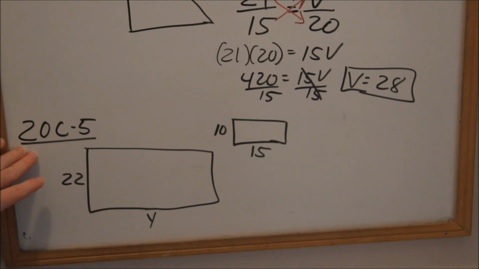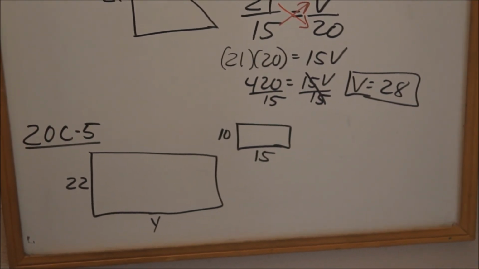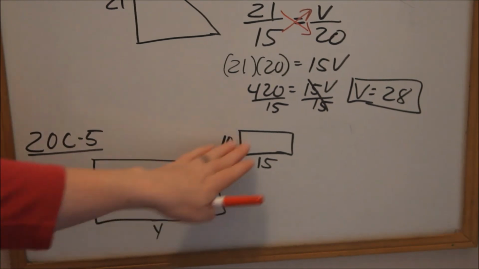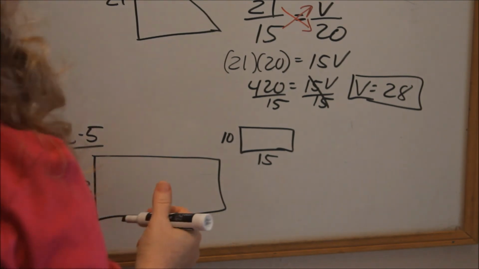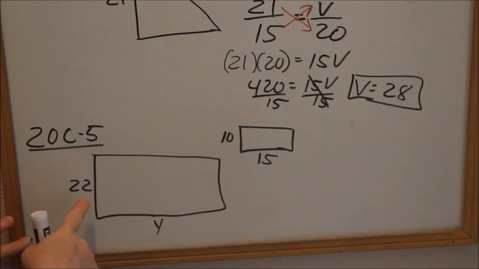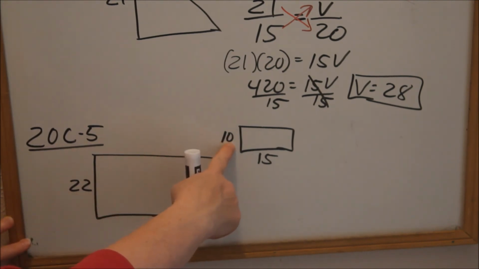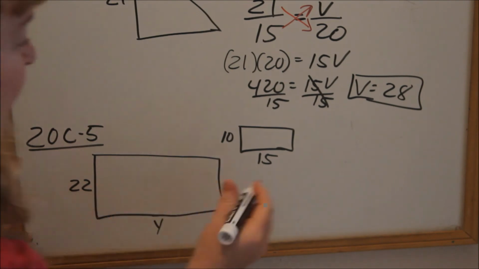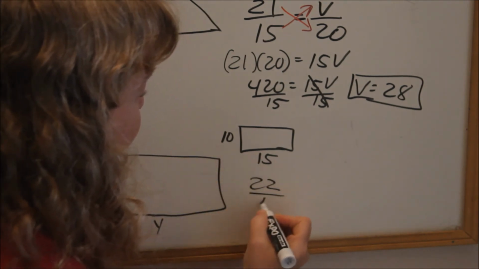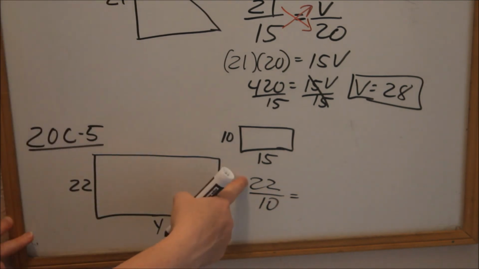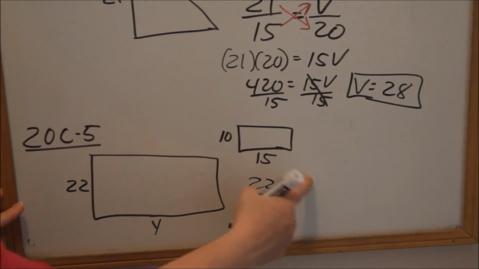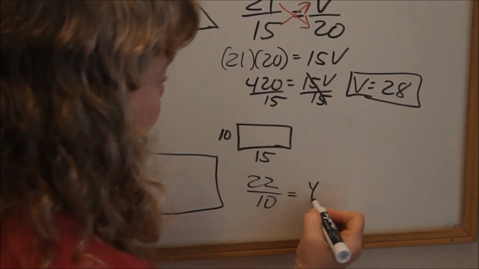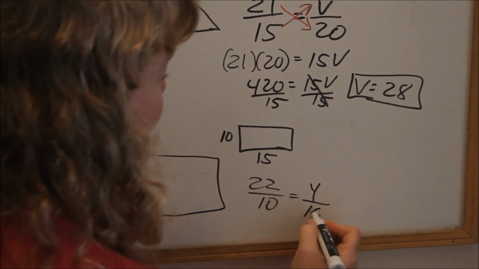So look at 20C number 5. So here, now rectangles, but still these rectangles are similar to each other. They're the same shape, but they're not the same size. So same thing, set up a fraction of corresponding sides. This side would correspond to this side. So if I'm going to start with this, then I could say 22 over 10 equals, well, since I started with the big rectangle in the numerator, I start with the big rectangle in the numerator over here. So that would be y, and that corresponds to this side, over 15.